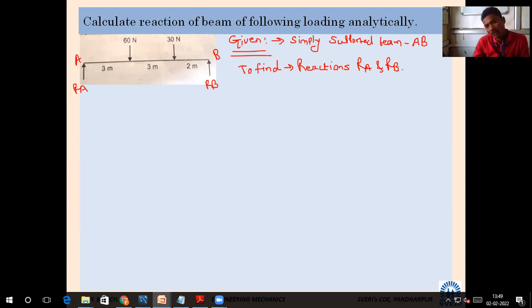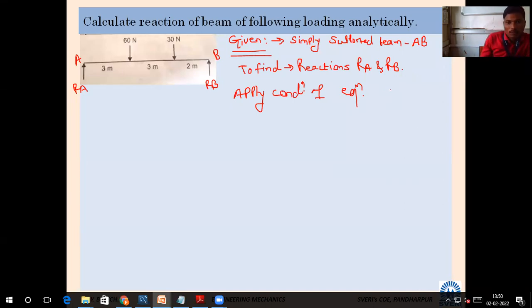So let us see now how we can find those reactions. Two forces are applied. The beam is not going to rotate or get displaced from one place to another. It is always in equilibrium condition. So here we have to apply the conditions of equilibrium.